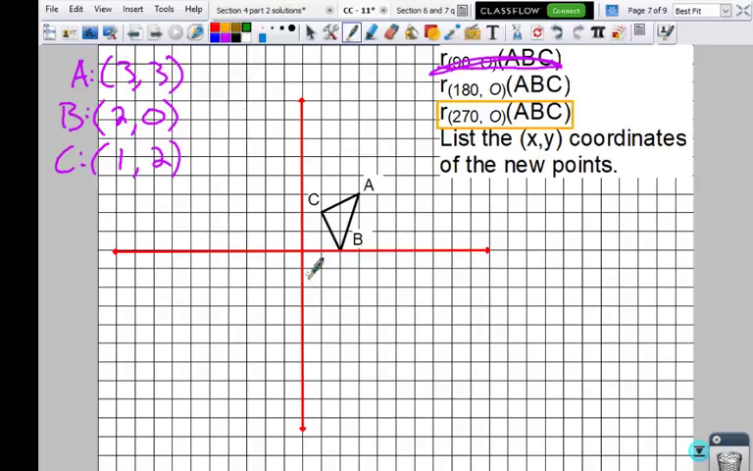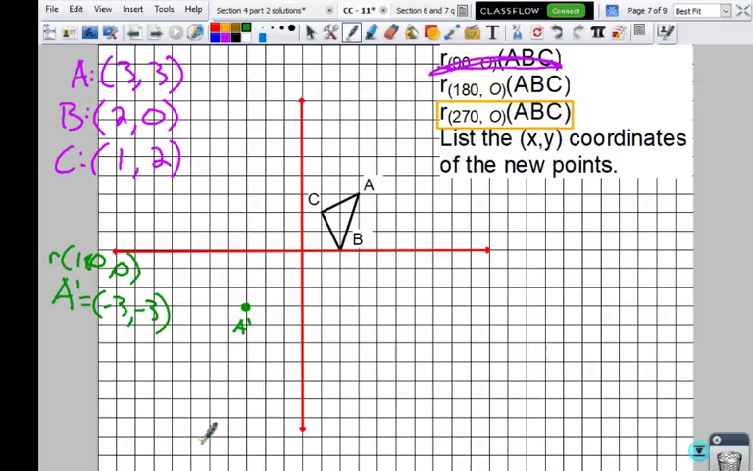For 180, we multiply both things by -1. So my A prime is going to be my rotation of 180 degrees about the origin. A prime, times -1 times -1, and I get -3, -3. And I'm going to graph that point. -1, -2, -3. -1, -2, -3. That's going to be my A prime right there.